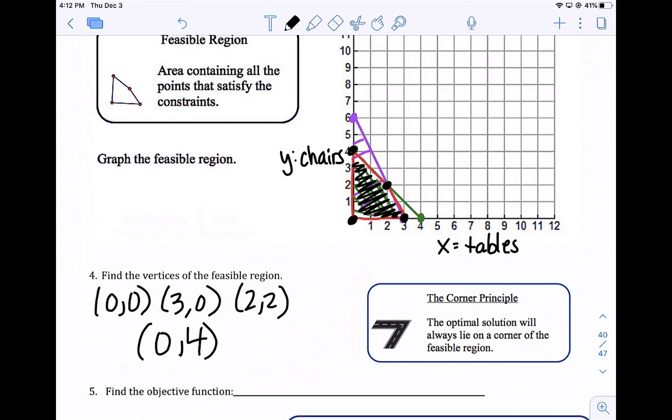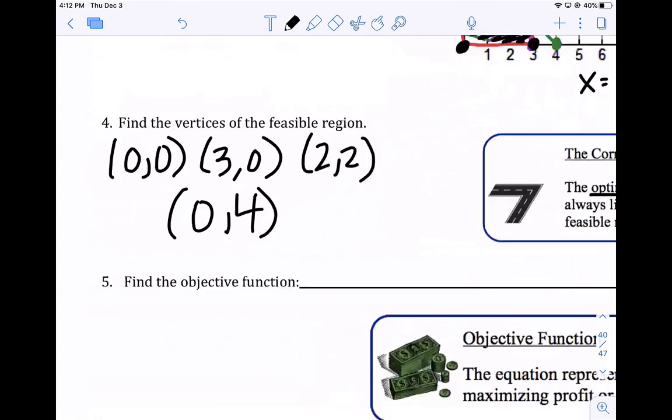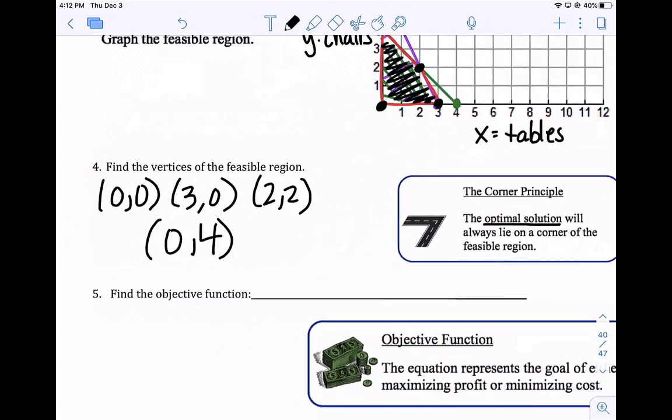Okay, so that part is review, finding the feasible region, finding the vertices, but now here is the new part for linear programming. It's called the corner principle. The optimal solution will always lie on a corner of the feasible region. So what that means is one of these vertices is going to give us our maximum profit. Another one will give us our minimum profit. So the vertices will give us the maximum. It will also give us the minimum.